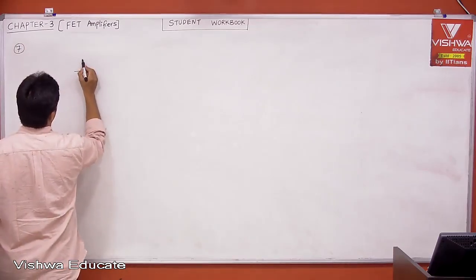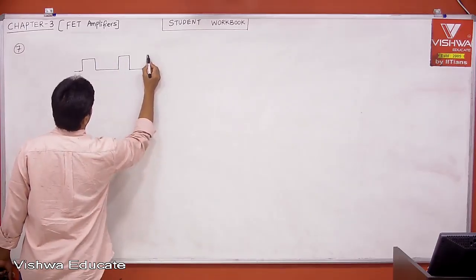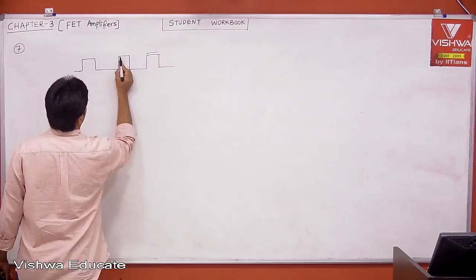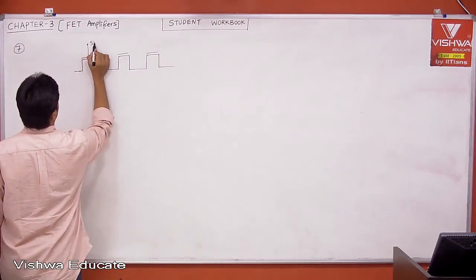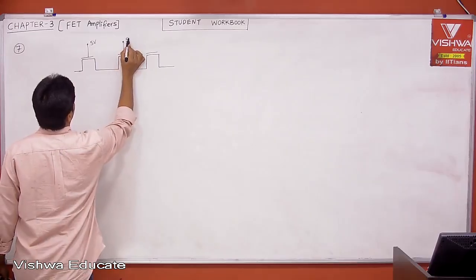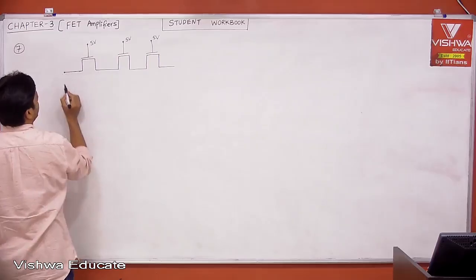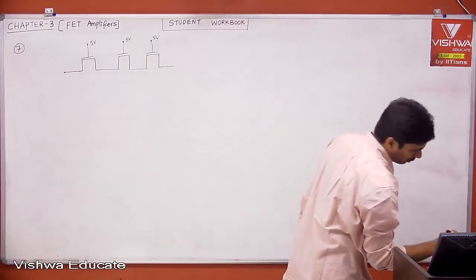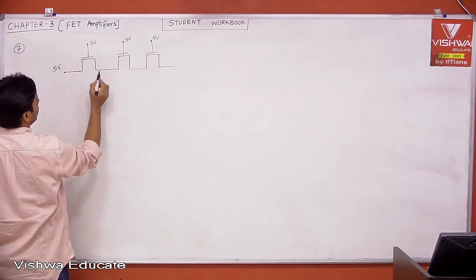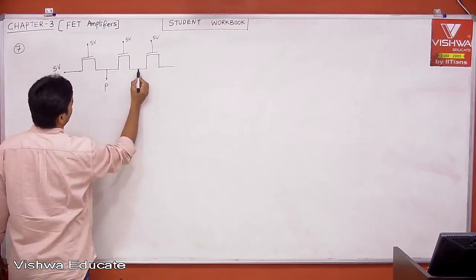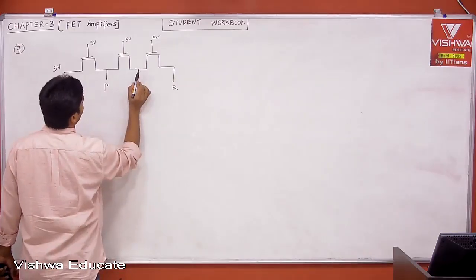Three transistors are in series, all having 5 volt at the gates, like 3 switches in series. Now what is the input? The input is given as 5 volt. This is the input, this is the control voltage, and this is P, this is Q, and this is R. It asks for P, Q, R.